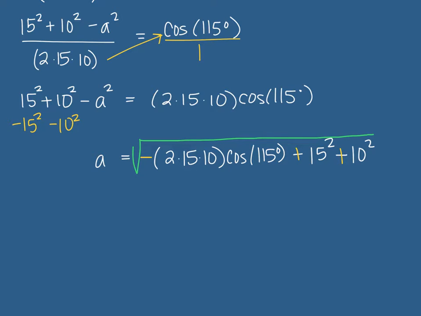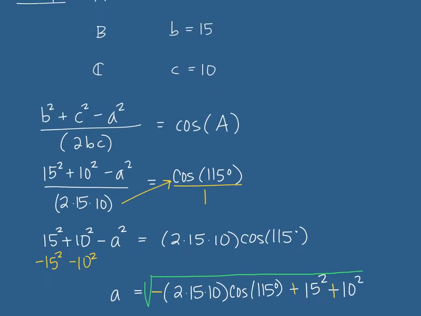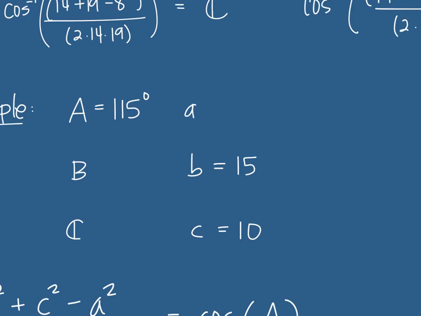So 21.255. Okay, let's go back here. Got 21.255. You're going to do the law of cosines again. You can either do the law of cosines for angle B, or you can do the law of cosines for angle C. It doesn't matter.